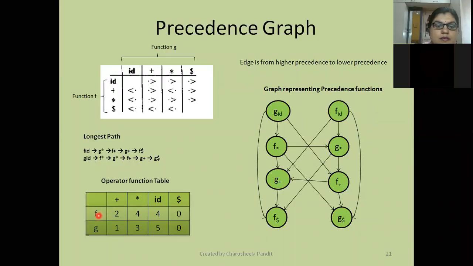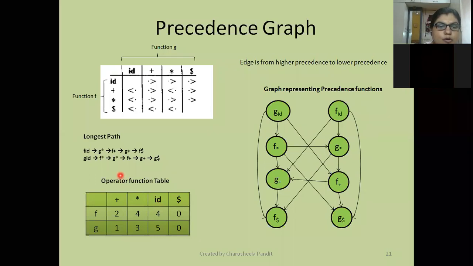So if it is f of plus, f of star, f of id, and f of dollar. So if you want to start from, let's say, f of plus to f of dollar, you can see the path length is 2, right? And from f of star, if you see, f of star to g of dollar, f of star is here, so we will reach g of dollar. So 1, 2, 3, 4. The path length is 4, and that is the reason you can find here it is 4.